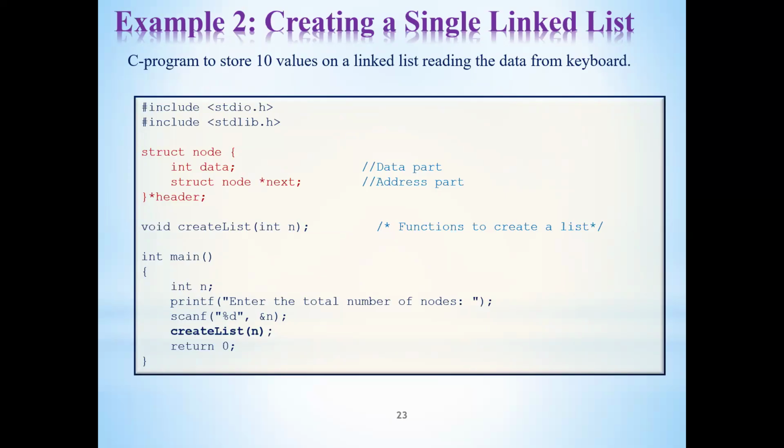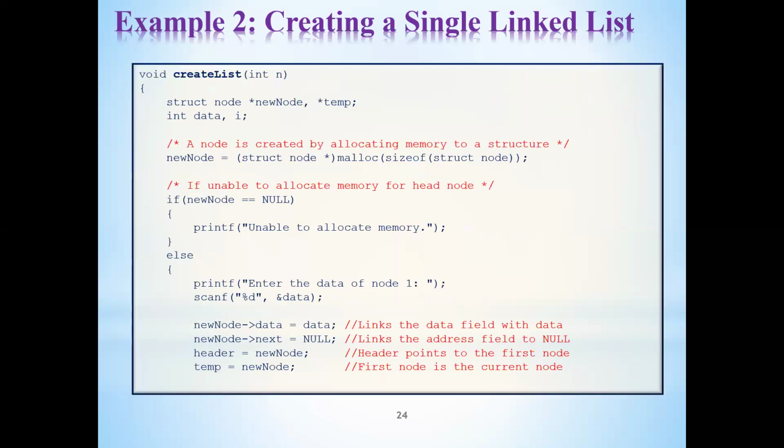Here is another example for creating a singly linked list. Here I am going to store 10 values in a linked list, with the same node declaration using struct. To create 10 values in a linked list, the user-defined function createList is used. So how many nodes? 10 nodes. So n is equal to 10 and the user-defined function createList is invoked.